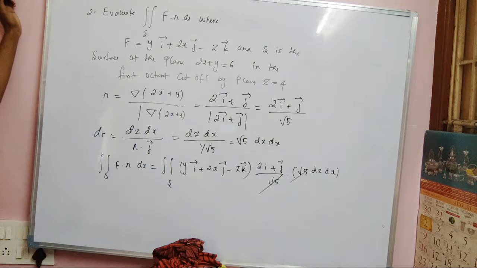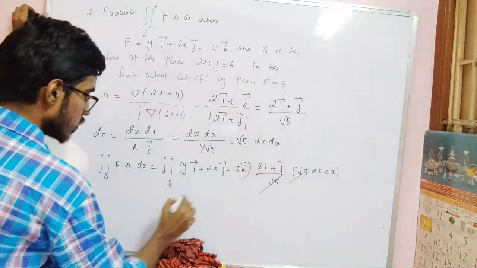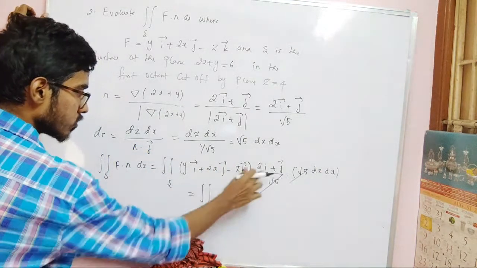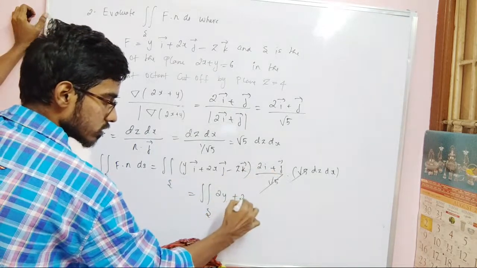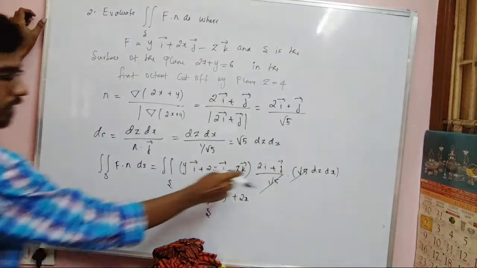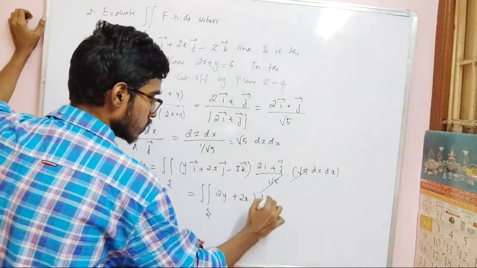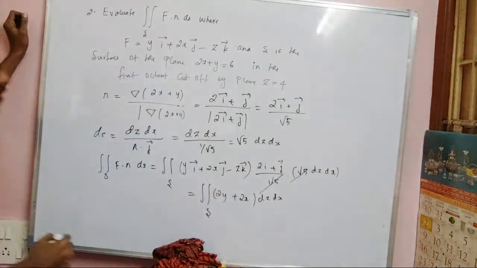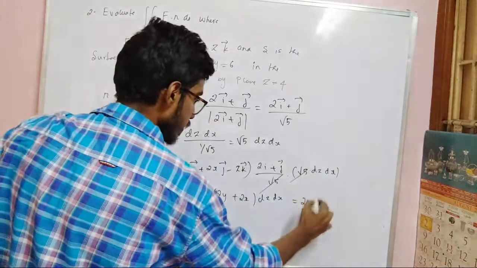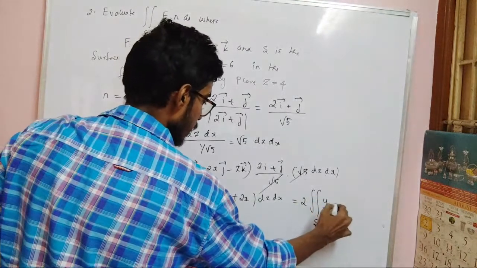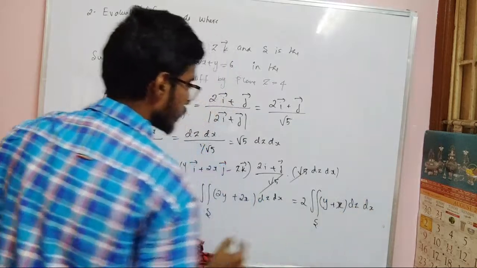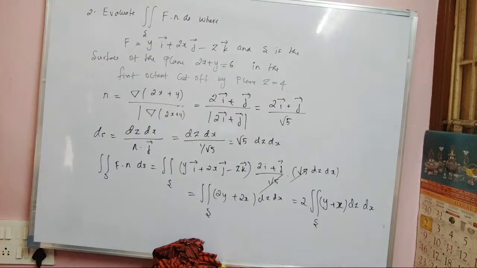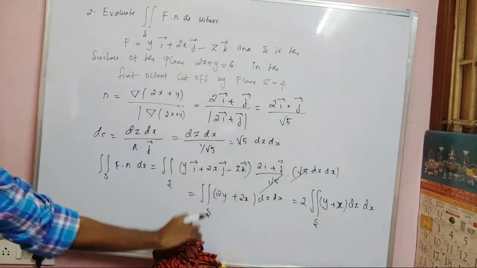When I make a dot product with these two terms, we have the double integral over S of 2y, since y into 2 is 2y, and 2x into 1 is 2x, and we don't have z here, so that will be 0, into dz dx. I can take 2 outside: double integral over S of y plus x dz dx. Now you can see z varies from 0 to 4, cut off by the plane.